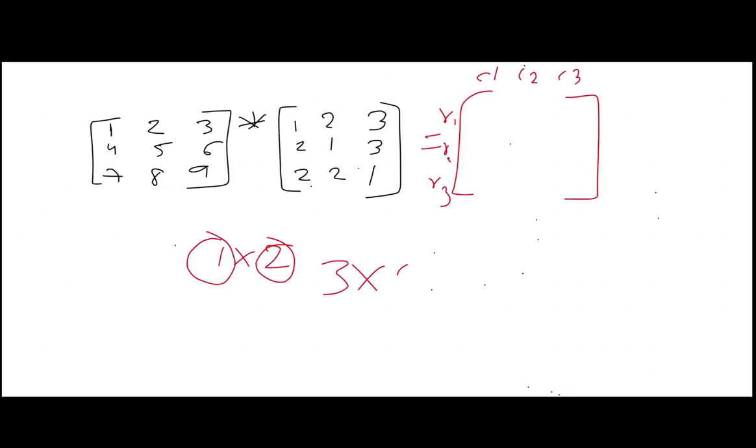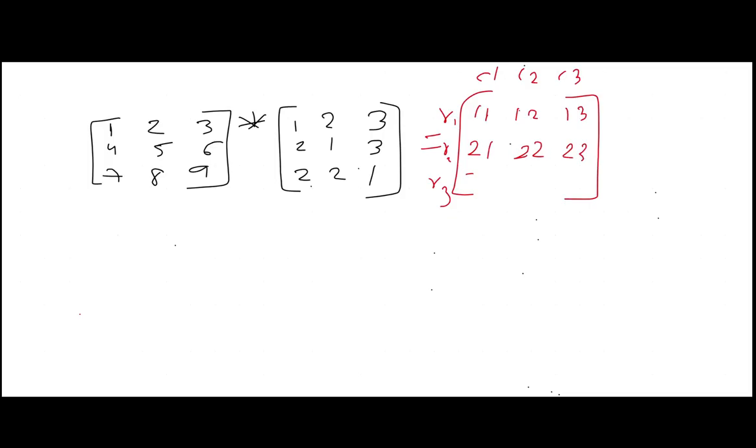Now, what we are trying to find here is, this would be the first row, first element, correct? First row, second element, and first row, third element. So this would be the second row, first element, this is the second row, second element, and this is the second row, third element. Next would be the third row, first element, third row, second element, and third row, third element. Now here, I want to find the first row, first element.